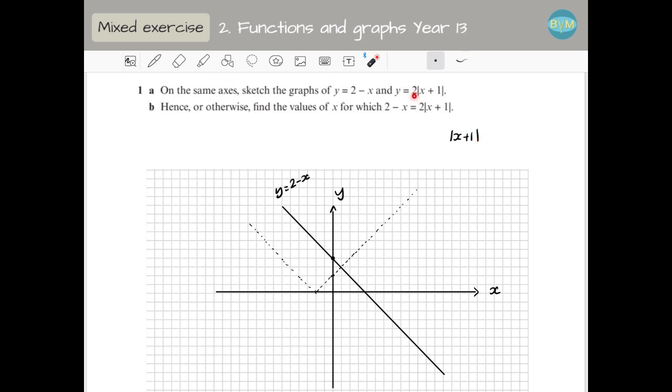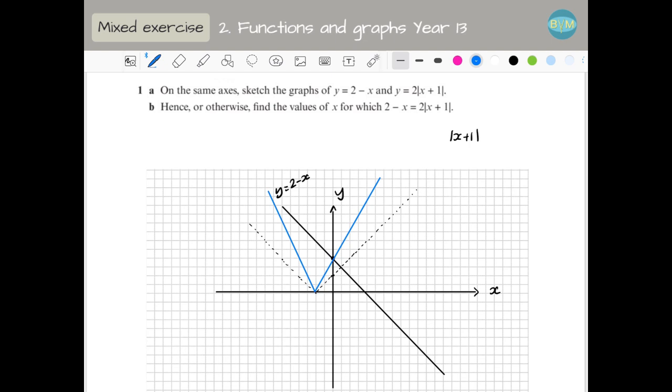If we multiply that by 2, we are going to do a vertical stretch. So the root will be in the same place, but the y-intercept is going to be multiplied by 2. So instead of 1, it's going to be 2. So my new line, the one that I actually have to make the intersection with, is going to be something like this. Here and here.